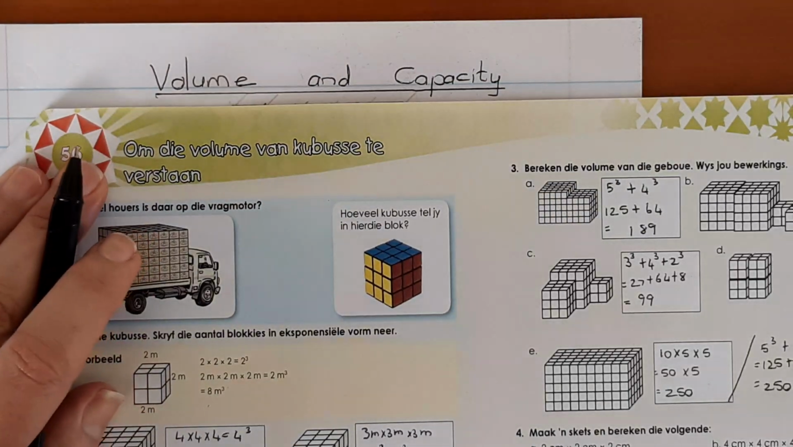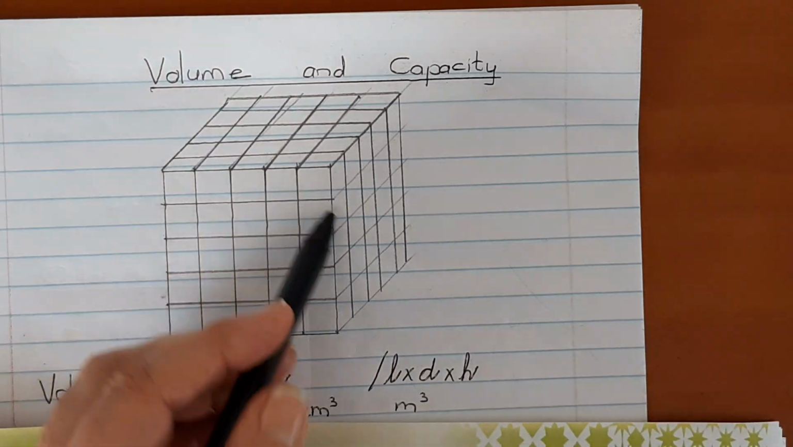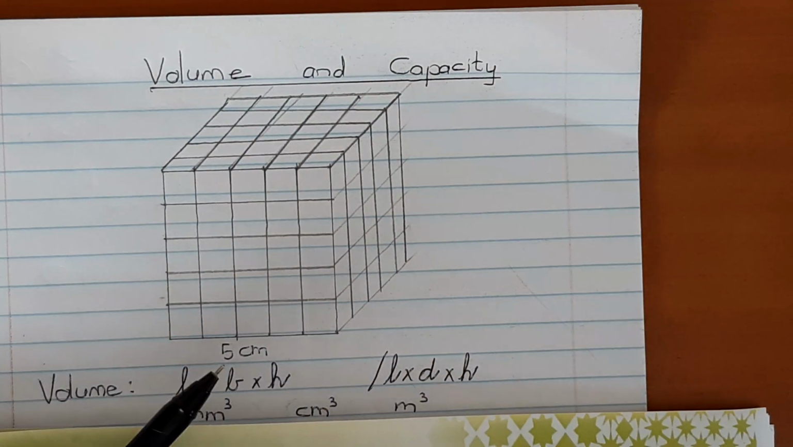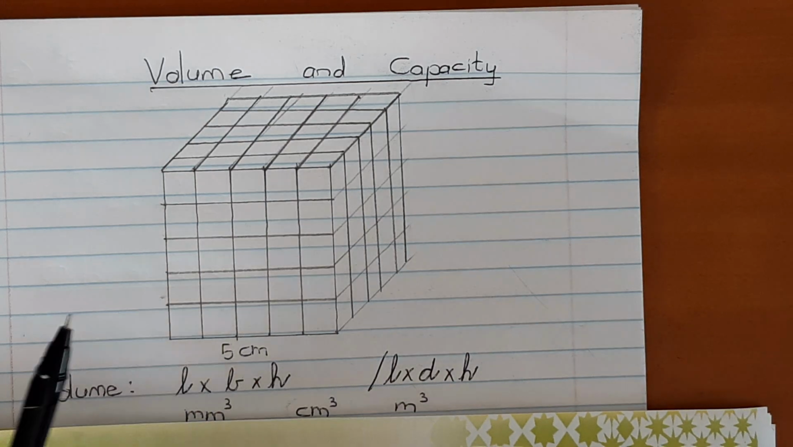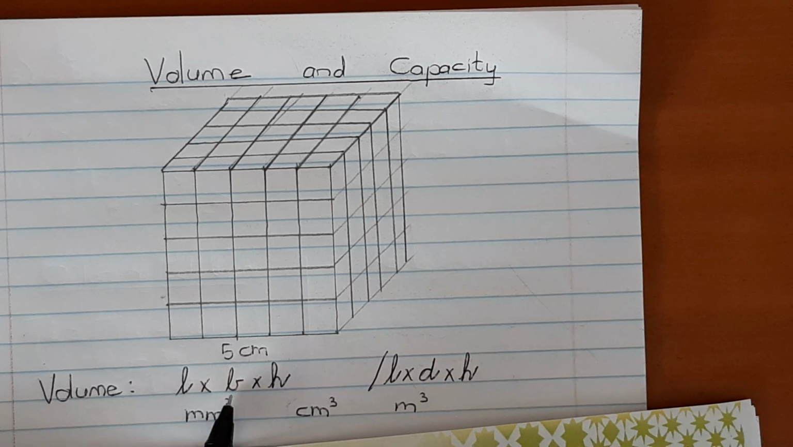Volume and capacity. You know that in a cube, when you count your cubes, that will be your volume. How many cubes will you find in that block? So your formula will be your length times the width times the height, or you can say length times depth times height.